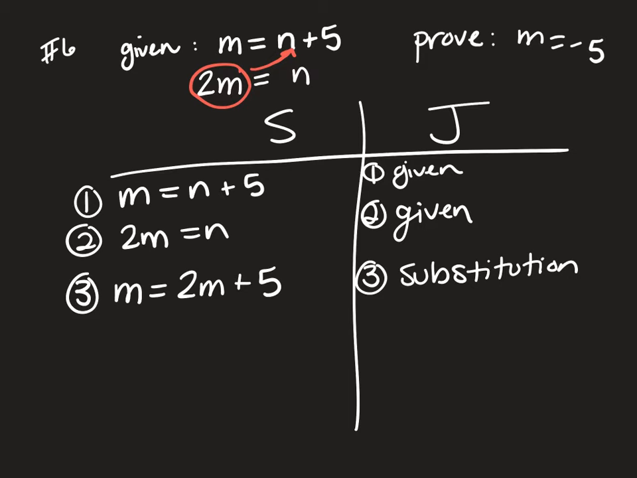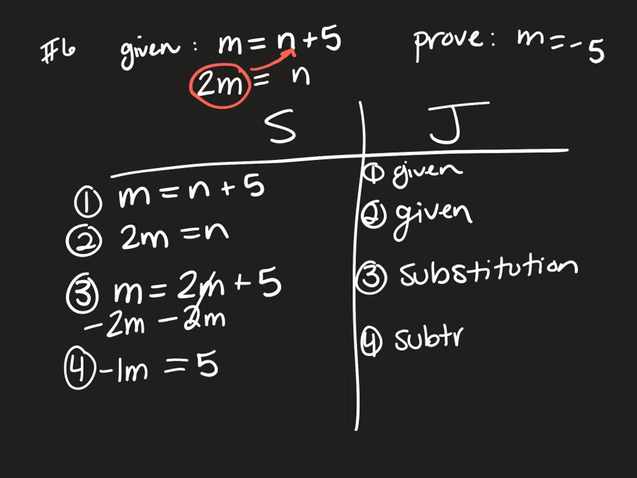All right, and then what do we do from here? Yep, what were we saying? We can't divide yet. Yeah, so we're taking the 2m over, so we're going to subtract it. Good job. So then that leaves us with a negative 1m on this side equal to 5. And so we subtracted.